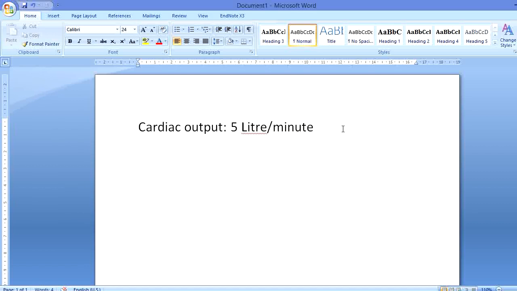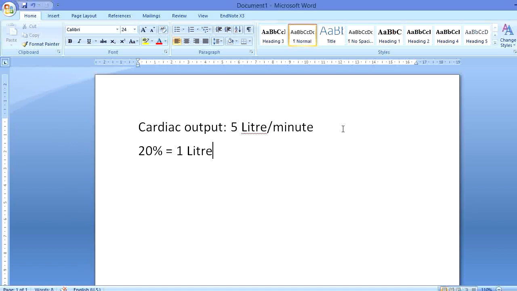Okay, out of this 5 liters, roughly 20% of blood goes to the kidney. 20% of blood goes to the kidney from the descending aorta, to the renal artery. So what will be 20% of 5 liters? 20% of 5 liters will be 1 liter, simple. It will be 1 liter.